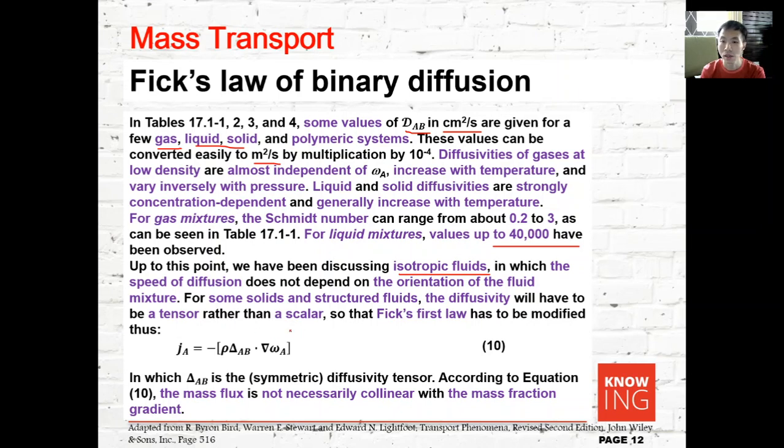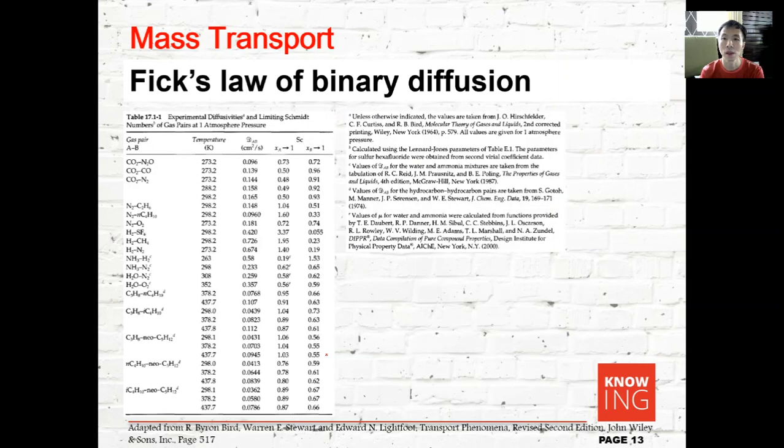In some cases where there are anisotropic properties, equation 10 can be used to define what we call a symmetric diffusivity tensor. In equation 10, it is noticed that the mass flux is not necessarily collinear with the mass fraction gradient. So this table 17.11 gives you an idea of the diffusivity in the gas pair system, and this will be different at different temperatures.